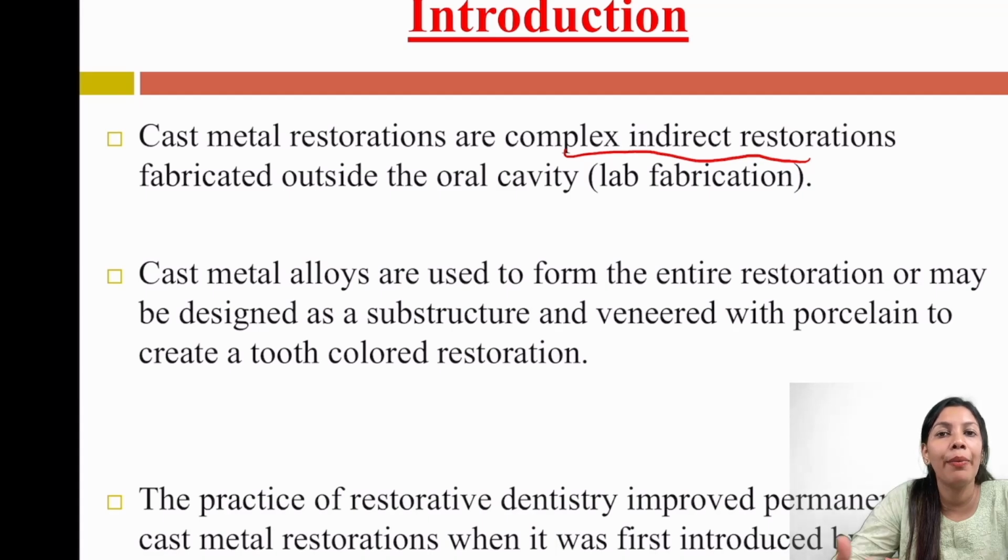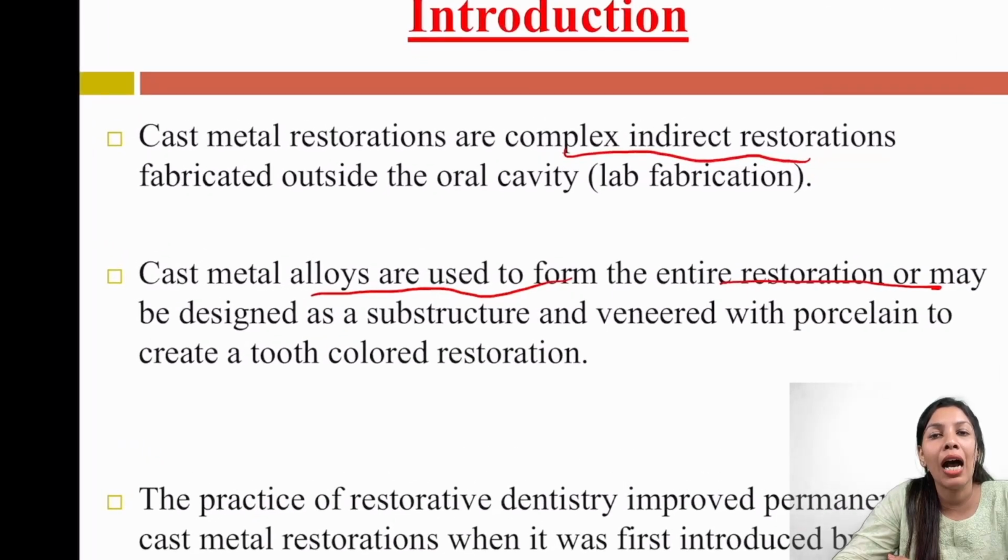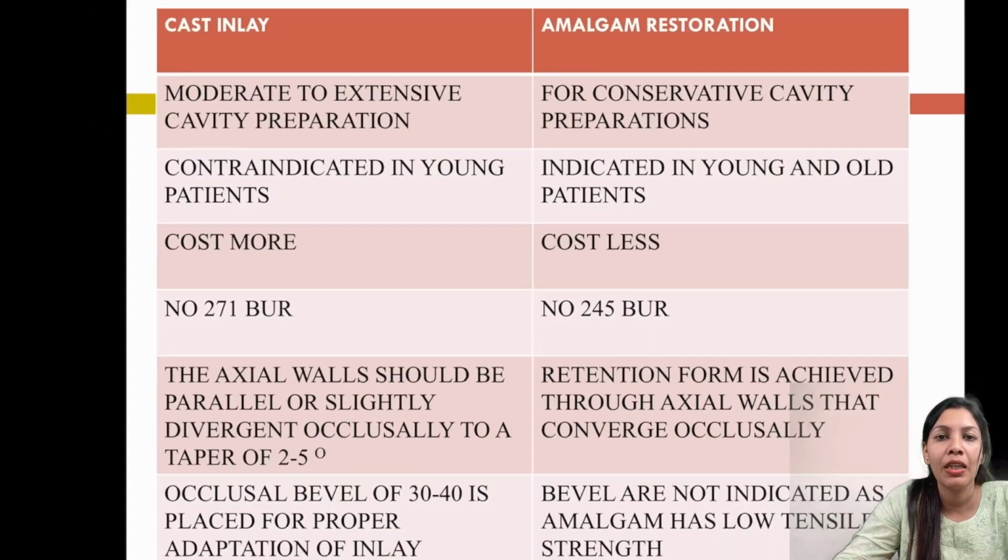Indirect means they are fabricated outside the oral cavity. That is where lab fabrication is done. So here we will be using cast metal alloy to form the entire restoration, or it may be structured and veneered with porcelain to create a tooth colored restoration. This was introduced by Taggart, who used cast gold as a restorative material in 1907.